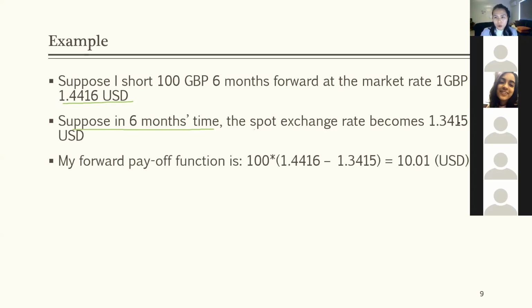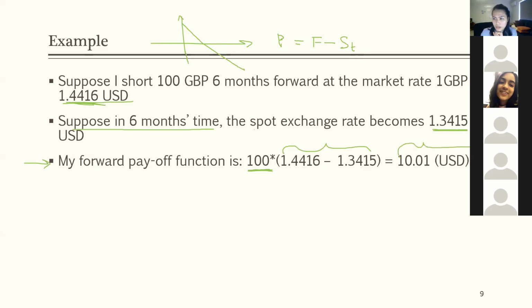So because I have a short forward position here, if we recall from a previous slide, when I have a short position, this is how my payoff looks like. Okay. So here my payoff is equal to F minus ST. So when the future spot rate is lower than F, lower than the forward rate, then a short position will make profits. Okay. So as a result, my payoff function is the notional amount, which is £100 times F minus ST. Okay.